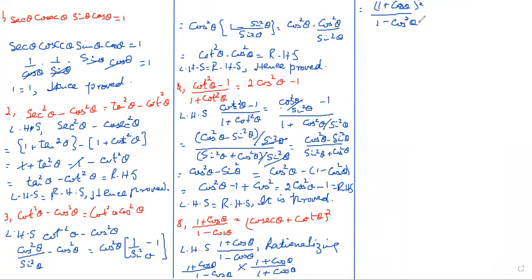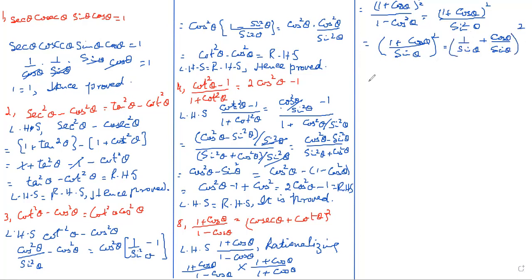Right. So which is equal to 1 plus cosine theta square divided by sine square theta. So we'll keep it in one bracket, 1 plus cosine theta divided by sine theta the whole square. Right? So it will be 1 over sine theta plus cosine theta over sine theta, the whole square, okay?